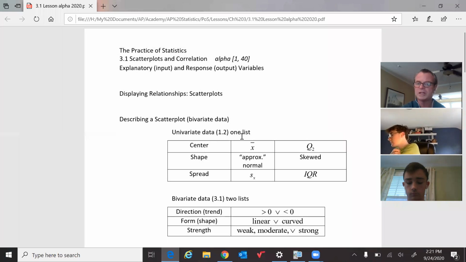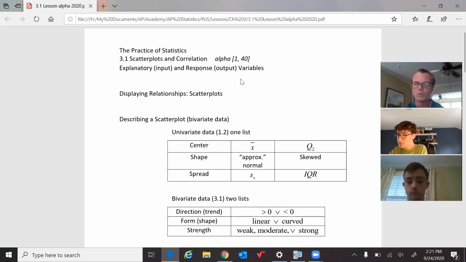Univariate data means all the data fits in one list. Bivariate data, we're going to have to use two lists. And there is a name for this, statistically speaking. So we don't talk about X and Y variables anymore. In Algebra 2, you moved on to the dependent, the Y value being dependent, and the input, the X value, being independent. Instead, in statistics, we refer to the explanatory and response variables.